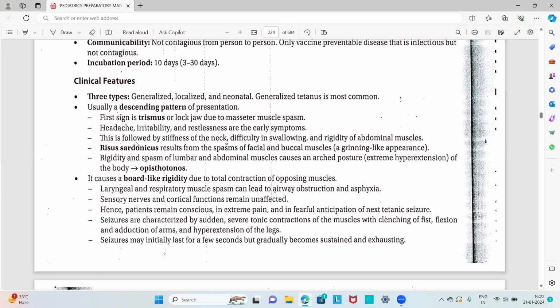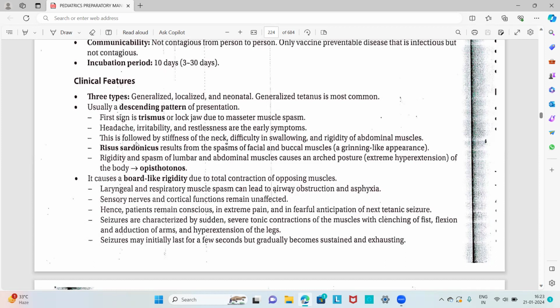And then we have opisthotonos posturing of the body, that is rigidity and spasm of the lumbar and abdominal muscles causes an arched posture, an extreme hyperextension of the body, called the opisthotonos position. It also causes a board-like rigidity due to the total contraction of the opposing muscles. And there will be laryngeal and respiratory muscle spasm, which can lead to airway obstruction and asphyxia.